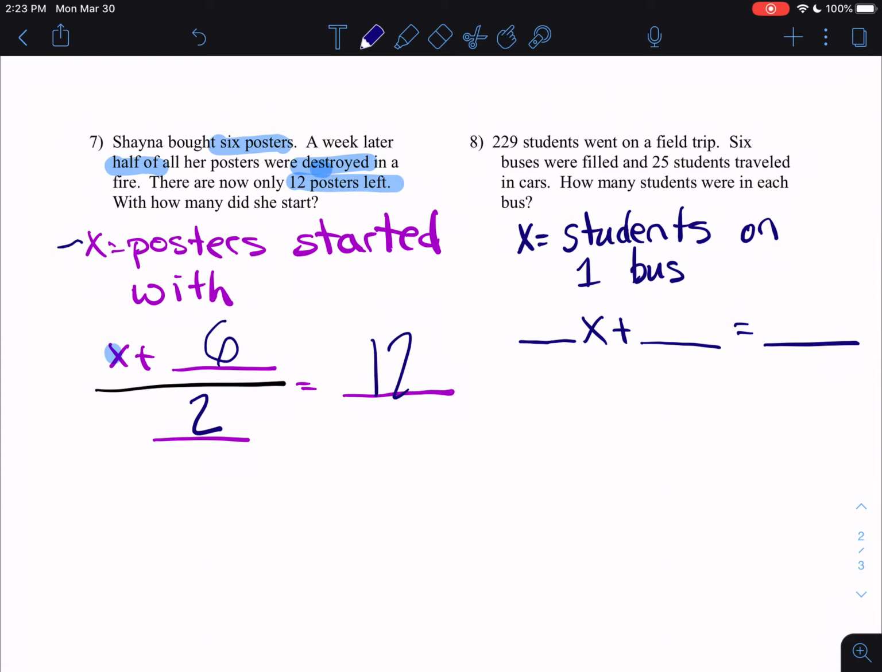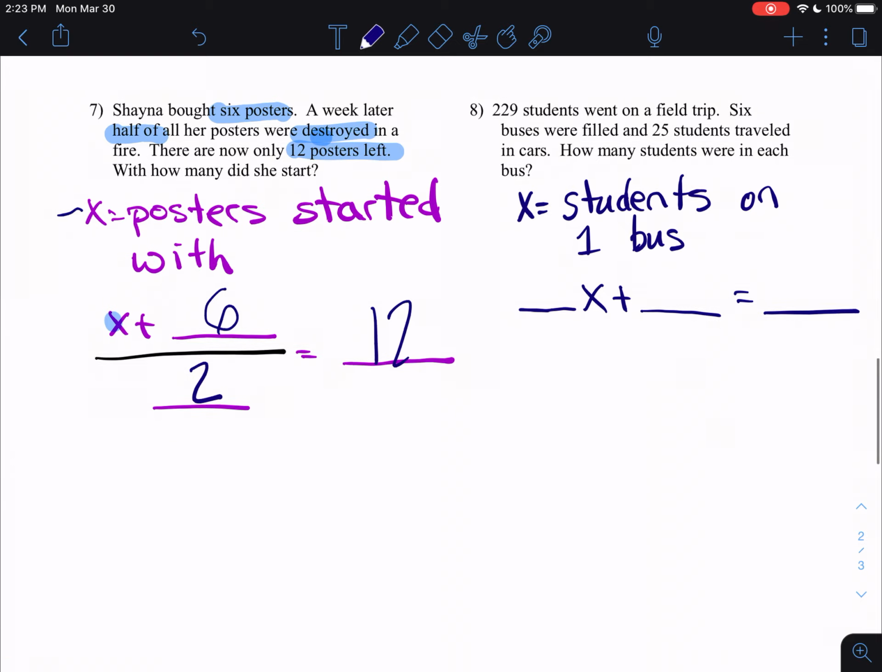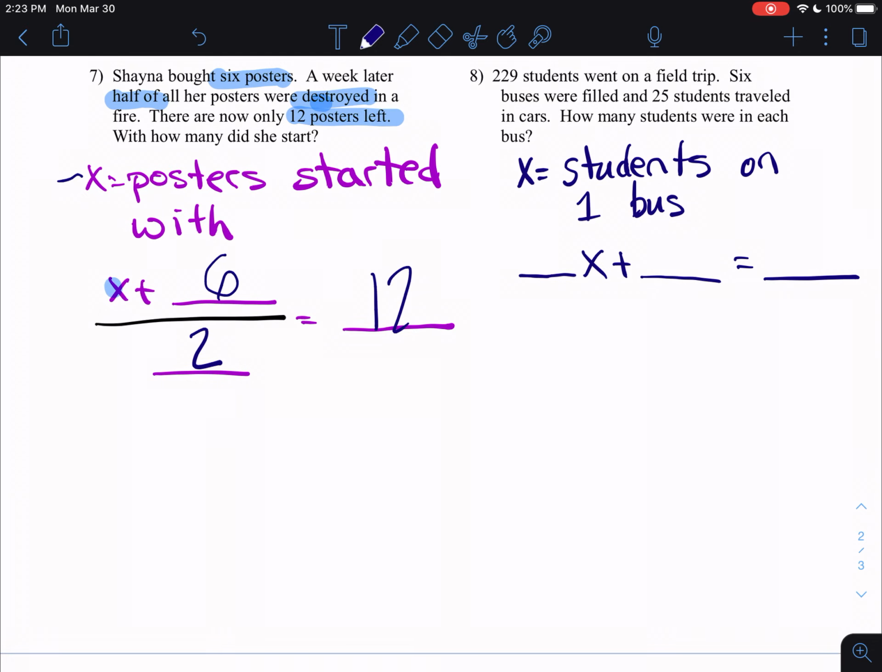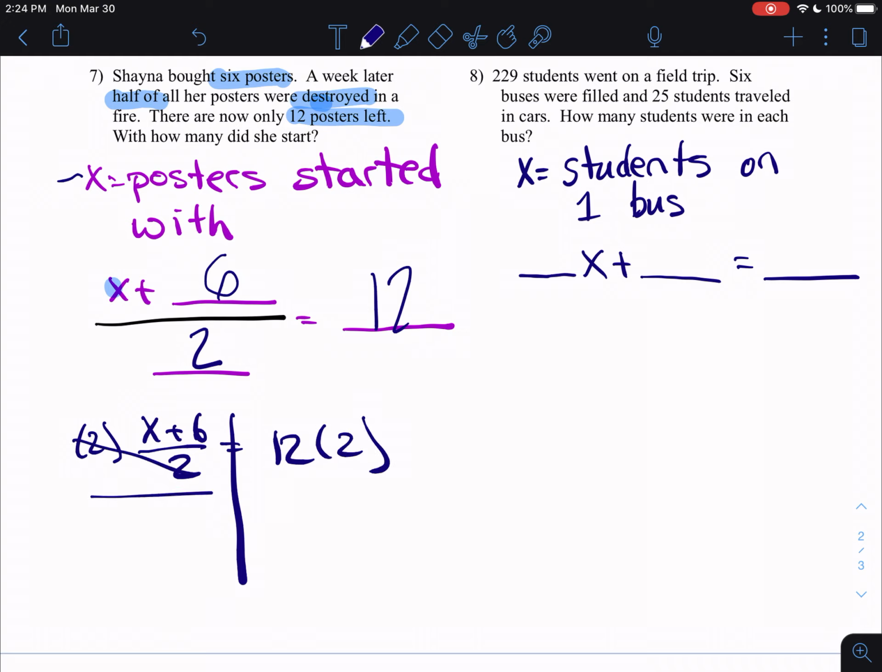Now I don't want to get rid of this equation, so I'm just going to scroll down a little bit and rewrite it. So I have X plus 6 divided by 2 equals 12. Draw my line. So I'm going to multiply both sides by 2. 2 divided by 2 is 1, so I'm left with X plus 6 equals 24. Then I'm going to leave it there, and you're going to finish it. I trust you to be able to finish it.